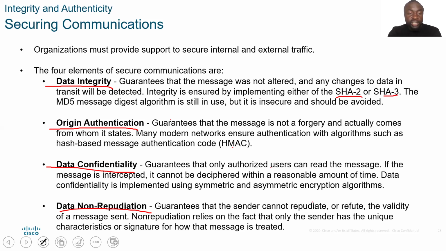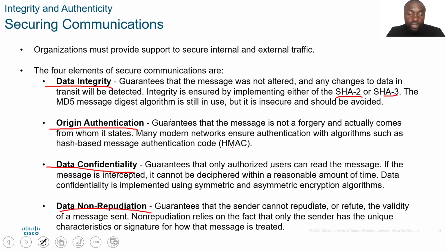If the message is intercepted, it cannot be deciphered within a reasonable amount of time. So data confidentiality is implemented using symmetric and asymmetric encryption algorithms. Okay, now data non-repudiation guarantees that the sender cannot repudiate or refute the validity of the message sent.